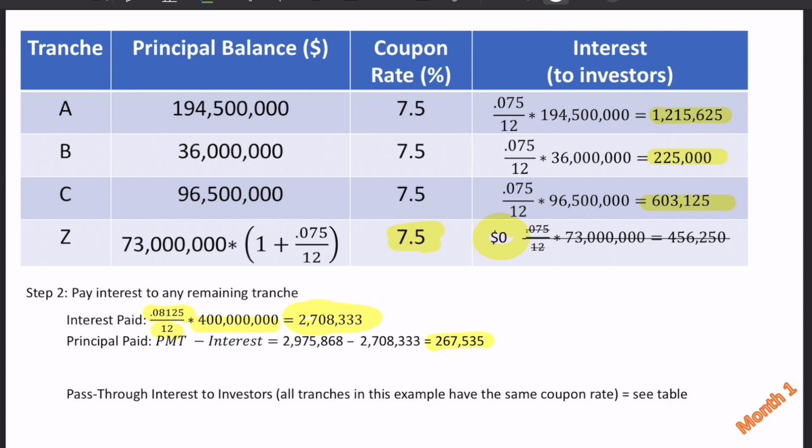Based on their coupon rate, they should have gotten 7.5%. But that 7.5% over 12, make it monthly, or the $456,250 is actually instead going to be added on to their principal balance. So the way I've written this is now they're going to take their beginning balance and they're going to grow it at that pass-through coupon rate.